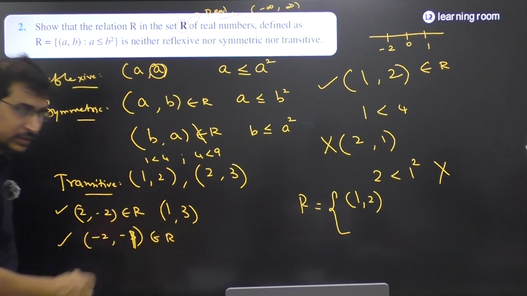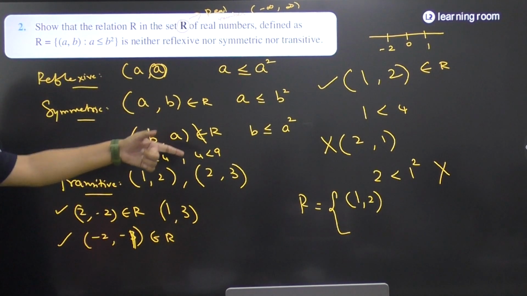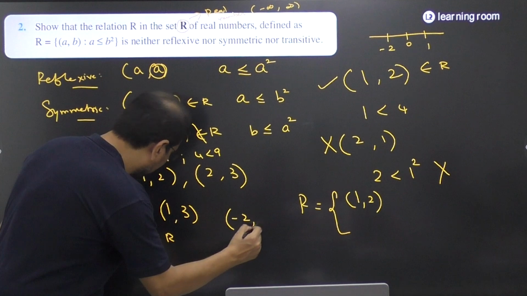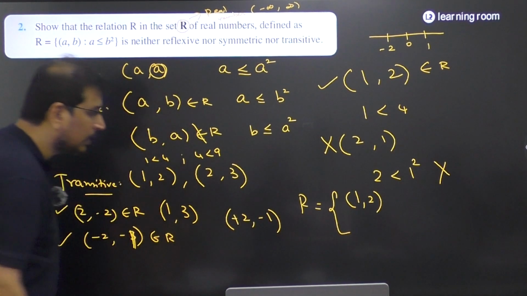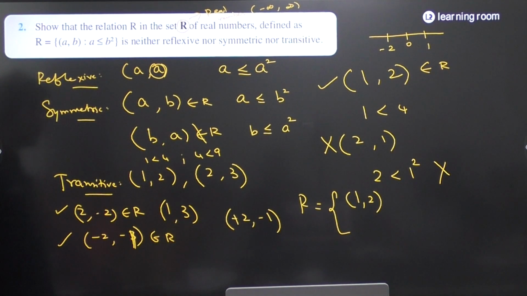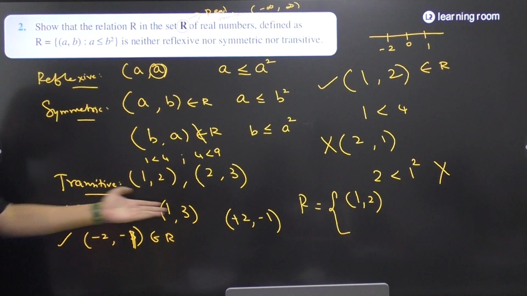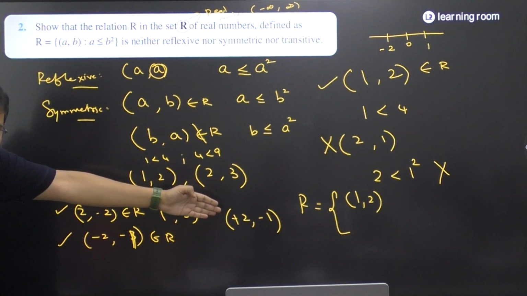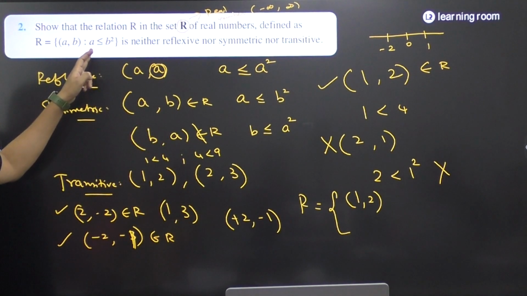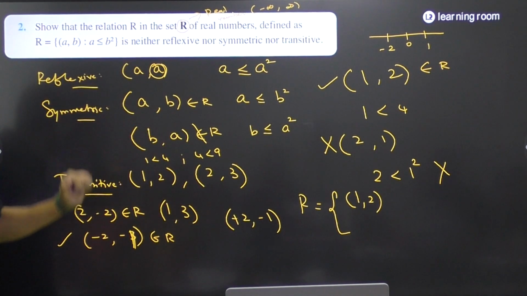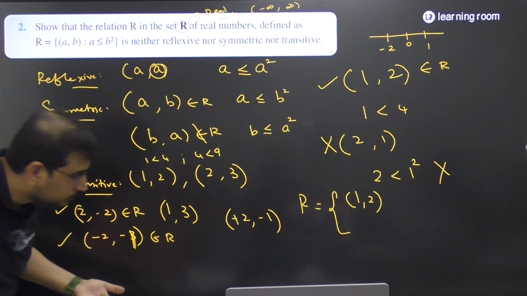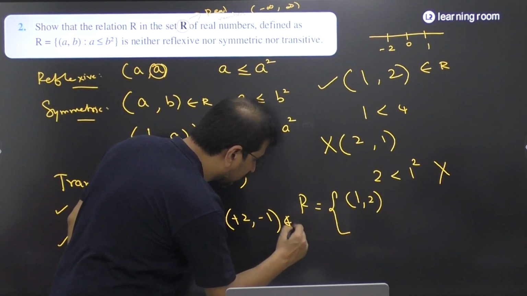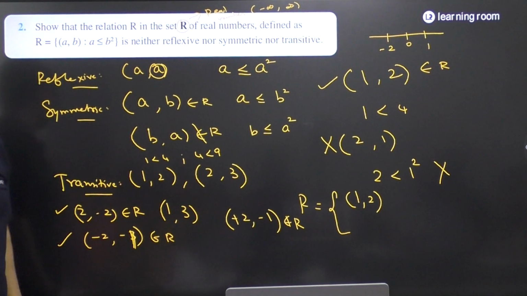But just because these two are satisfied, is it directing us to the fact that minus 2, minus 1 belongs to R? Correct. 2, minus 1. A is 2. So 2 is less than or equal to, according to this one, what are you getting? 2 is less than or equal to minus 1 the whole square. Is it right? So hence it is not transitive.